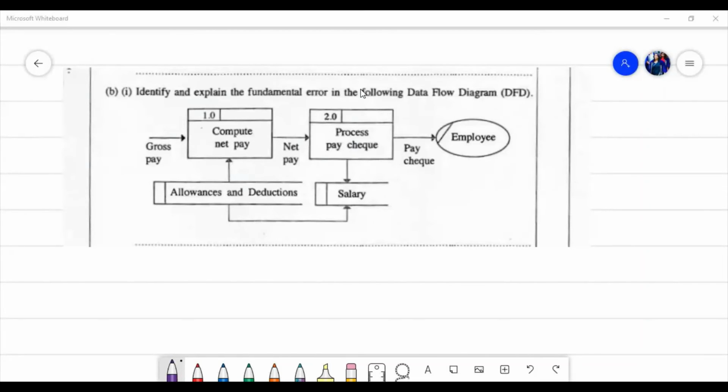Yes, you are correct, right? Data store to data store, right? So here we cannot, look at this one. See, this is the allowance and deductions data store, and we have the salary data store. So here we can't have any data flow. So you have to write in the DFD diagram, there cannot be any data flow in between two data stores. In this question, allowance and deductions is a data store and salary is also a data store. So they have a data flow in between them. So this is a fundamental error. That's how you have to write.